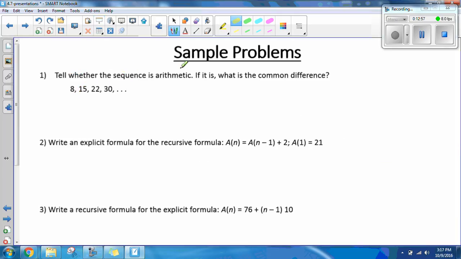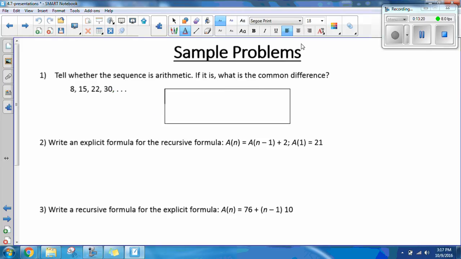Tell whether the sequence is arithmetic. If it is, what is the common difference? 8, 15, 22, and 30. Well, I have to add 7 to get to 15. If I add 7 to 15, I get 22. If I add 7 to 22, I should get 29, but I have 30, so this is not an arithmetic sequence.